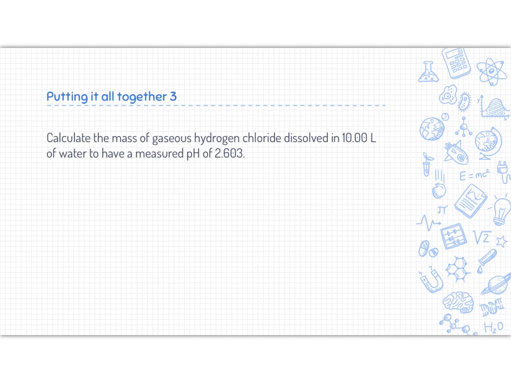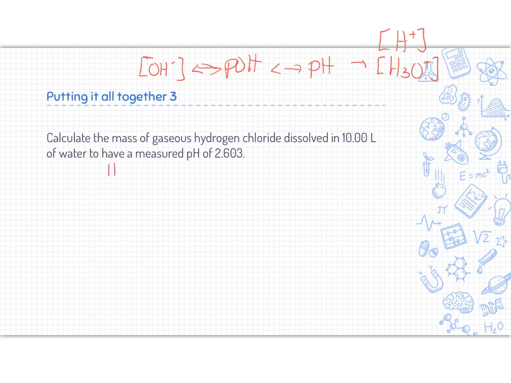Last one. Calculate the mass of gaseous hydrogen chloride dissolved in 10 liters of water to have a measured pH of 2.603. If I have a pH, I can find the concentration of H3O+, which remember is the same as the concentration of H+. But it can also be related to pOH, which can be related to the concentration of OH minus. We need to decide, is hydrogen chloride an acid or a base? Hydrogen chloride is HCl. When it is dissolved in water, it makes H+ and Cl-. So I see H+, therefore it's an acid.